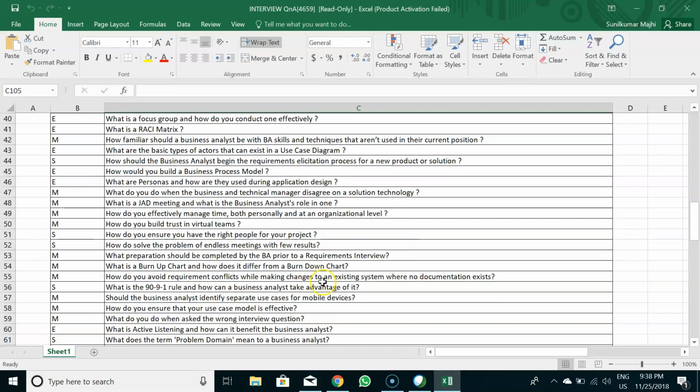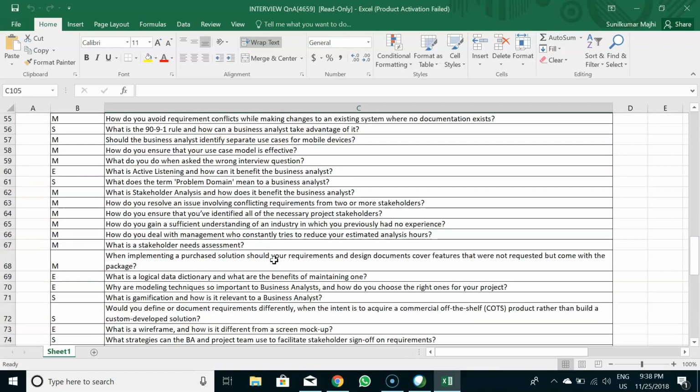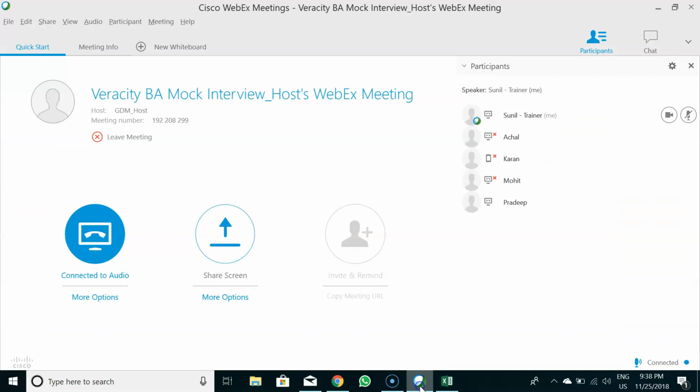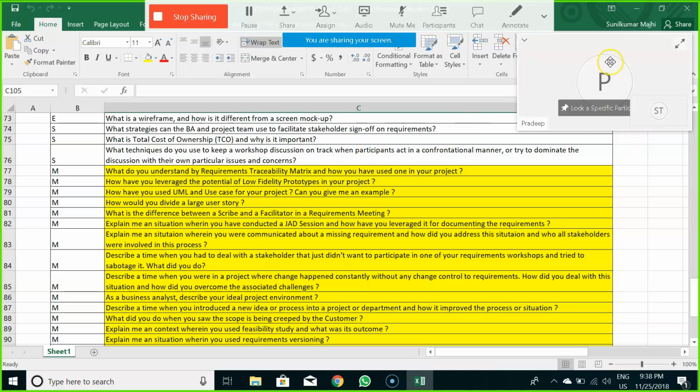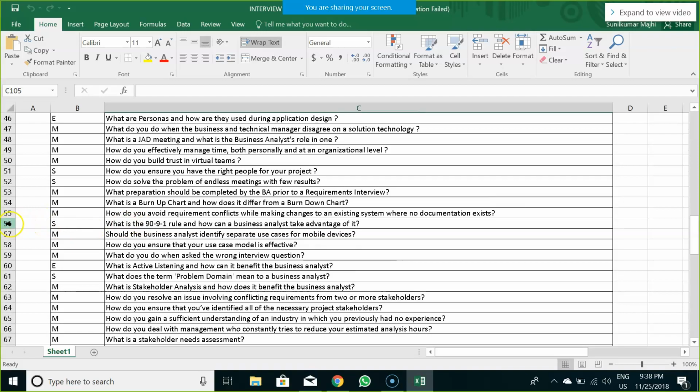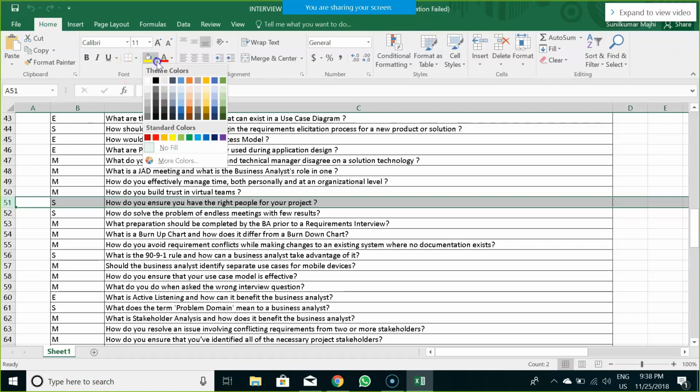So I prepared all the... I'm going to ask you the questions. You can start answering those questions. Wait, let me share my screen. Okay. Can start. Okay, I would be highlighting the row in red. You can start answering that question.